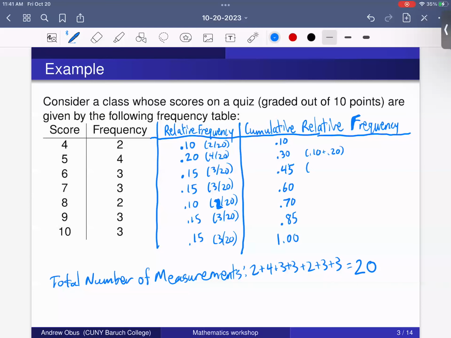So I'll just fill in again. How did we get all of this? If you missed it, you're always just taking the previous cumulative relative frequency and then adding the measurement for your row. So this is 0.30 plus 0.15, 0.45 plus 0.15, 0.60 plus 0.10, 0.70 plus 0.15, and then 0.85 plus 0.15. That's how we figure all of this out. Okay, any questions about how we fill in this table?